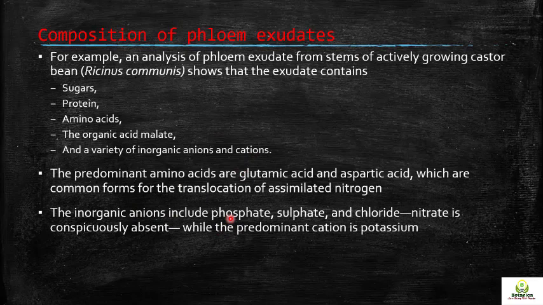As far as the inorganic anions are concerned, they are phosphate, sulfate, and chloride; nitrate is conspicuously absent. So inorganic ions are either phosphates or sulfates, but chloride and nitrate are conspicuously absent, while the predominant cation is potassium. Nitrate and nitrite have a role in nitrogen fixation, when we discuss the nitrogen cycle.